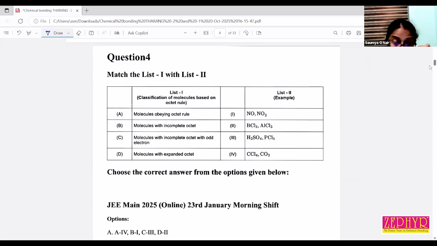Question number 4. Match list 1 with list 2. It is very easy.